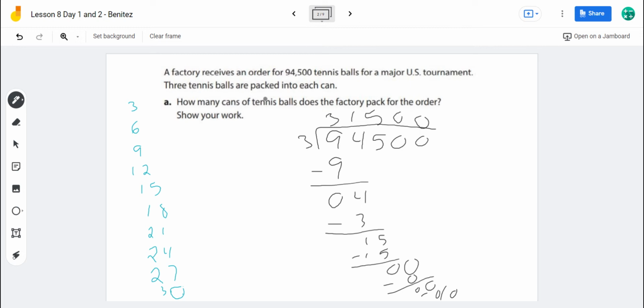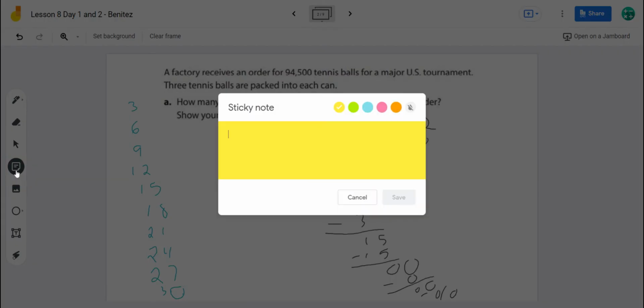So how many cans of tennis balls does the factory pack for the order? 31,500. There are 31,500 cans of tennis balls packed.